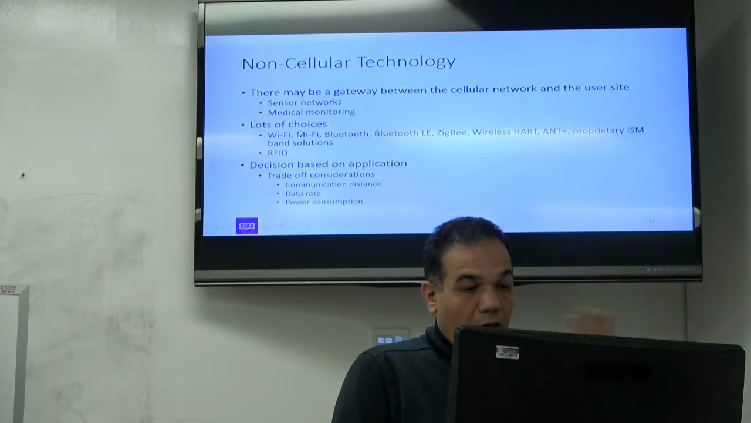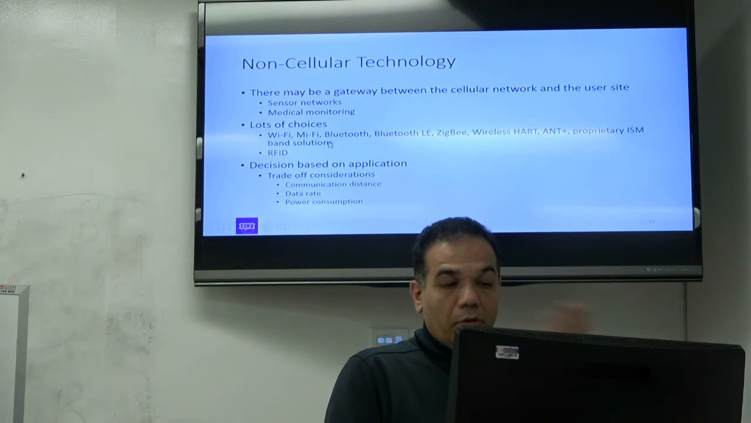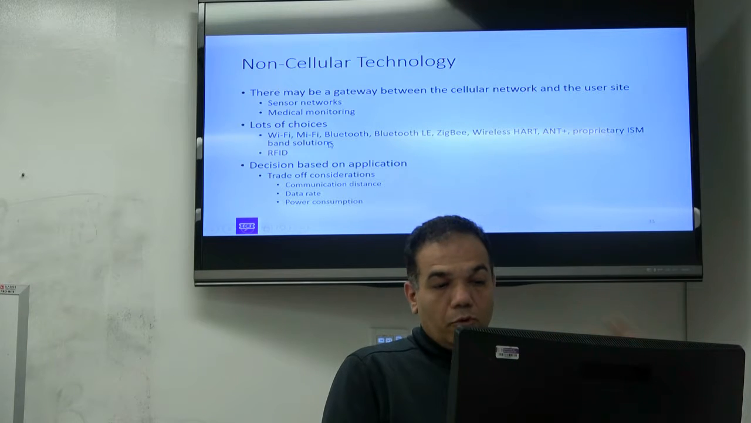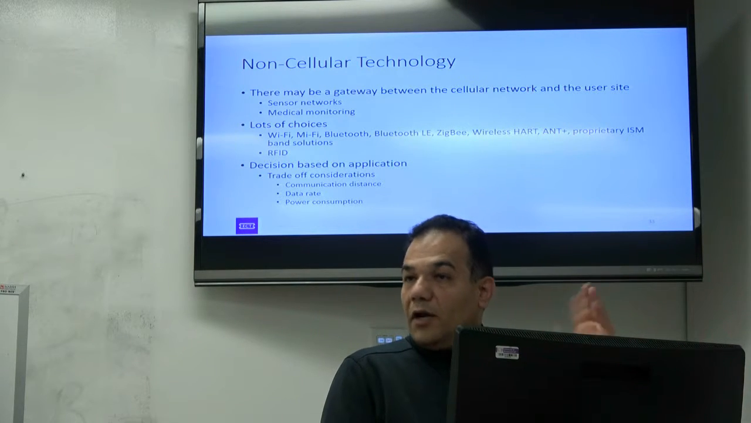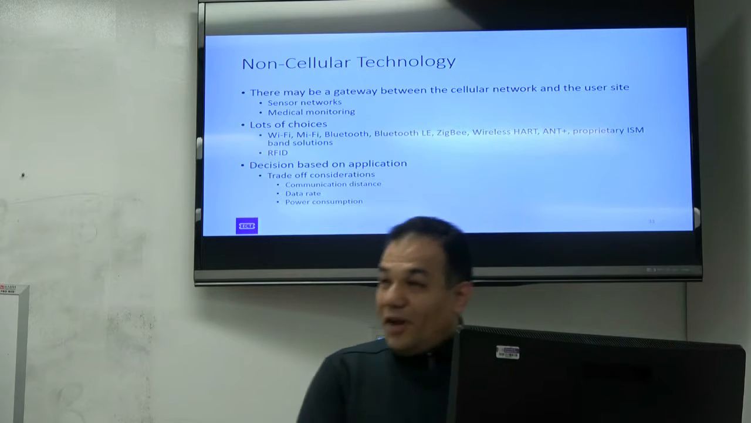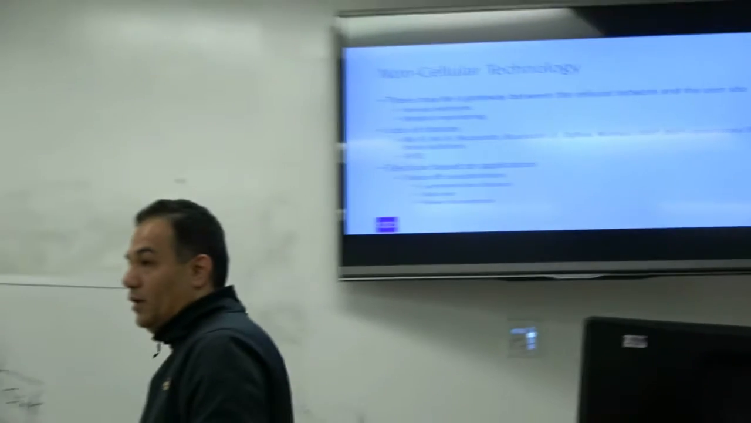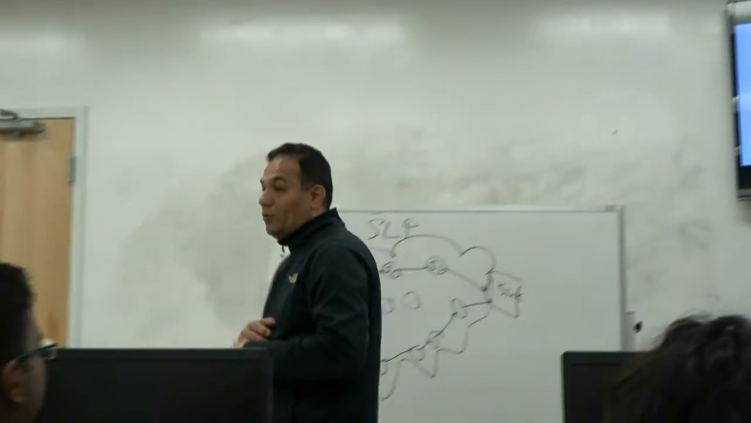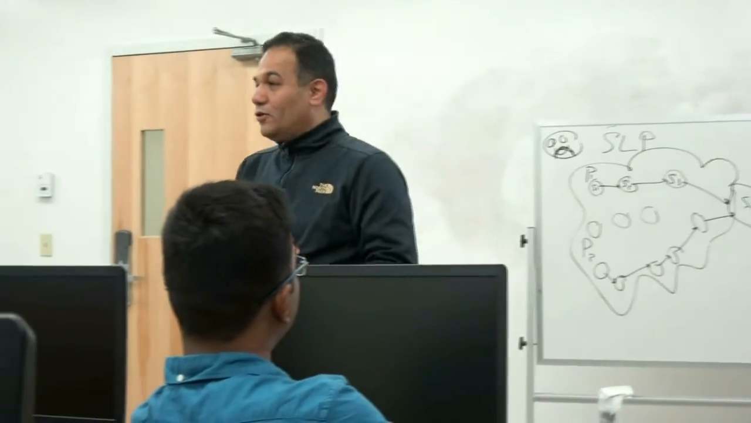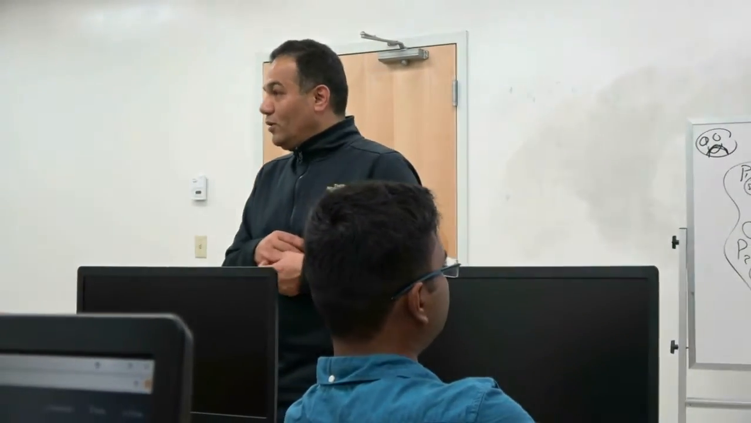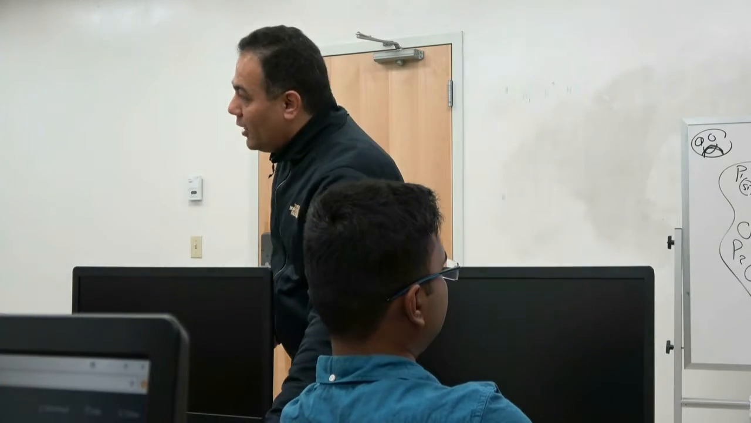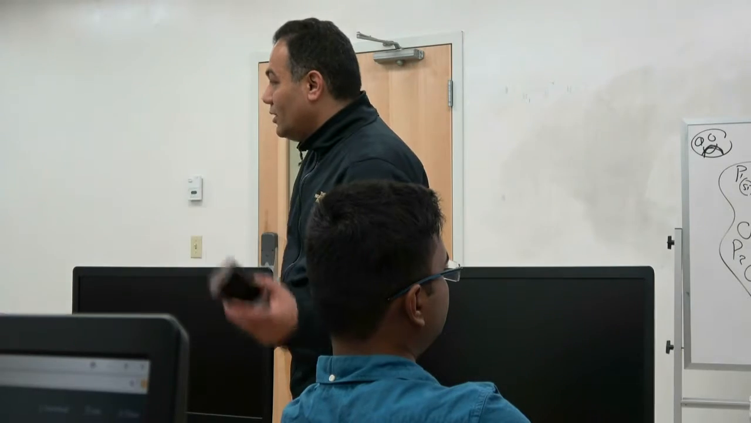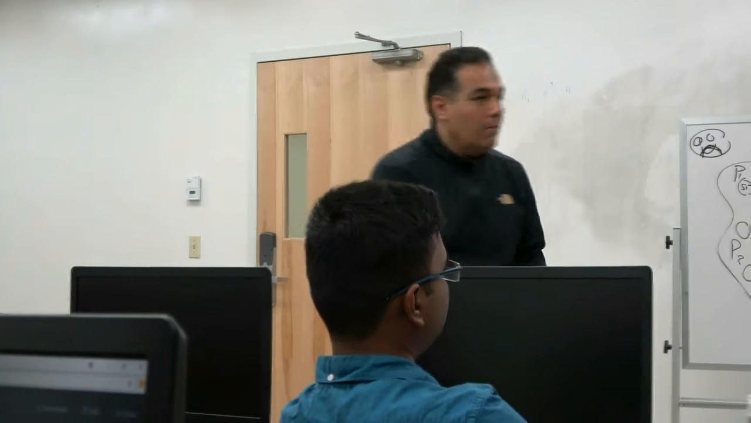Wi-Fi, MiFi, Bluetooth LE, ZigBee, wireless, RFID. All of these are options for non-cellular, right? In this class, we're going to work mostly in Wi-Fi, non-cellular. Maybe we'll try to do some cellular application. That would be good. For any application where you're going to use an iPhone, of course, you're going to make it cellular, right? Because that's how you communicate.